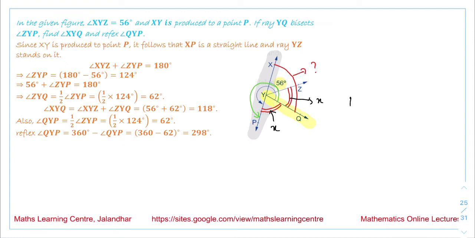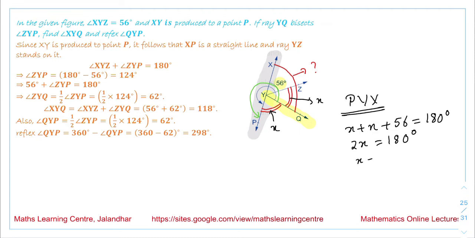Now PYX is a straight line. So we get 2x plus 56 is equal to 180 degrees. So 2x is equal to 180 minus 56, so 2x is equal to 124. So the value of x you will get is 62 degrees. It means this angle is 62 degrees, and this angle is 62 degrees.